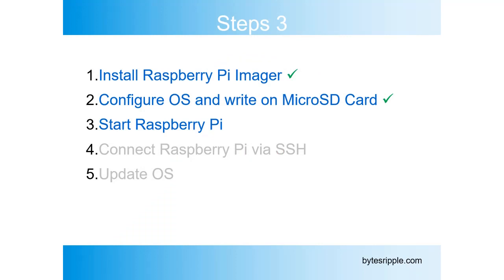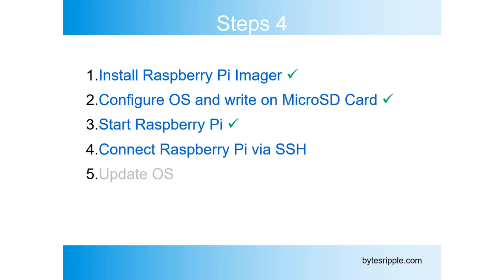Step 3 is to start the Raspberry Pi. Now remove the SD card from the SD card reader of your computer and put it into the Raspberry Pi. Connect the Raspberry Pi to your internet router using an Ethernet cable. Connect the Raspberry Pi to the power supply and switch it on.